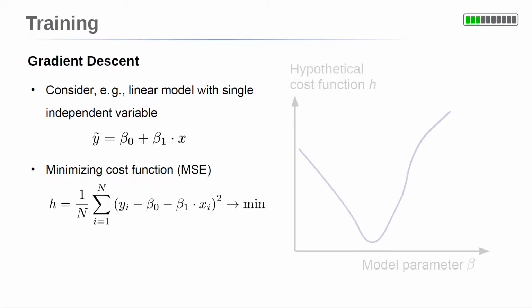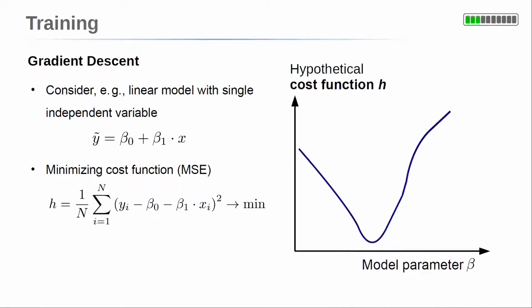This cost function for the linear model is displayed. On the right side, a hypothetical cost function with respect to one of the model parameters is sketched. Note that later we will learn that the shape of the mean squared error cost function for the linear model has slightly different properties than the one sketched here.